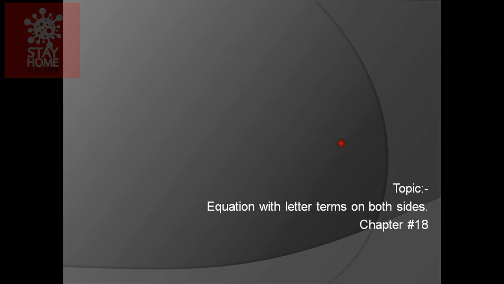Myself Rafaqat Ali. Today's topic is about equations with the letter terms on both sides. This topic is in chapter number 18, exercise 18H. This is the second part of this exercise. In the previous lesson we studied questions 1 to 16. Now questions 17 to 46 are your homework for today's work. You can find all these details on page number 274.